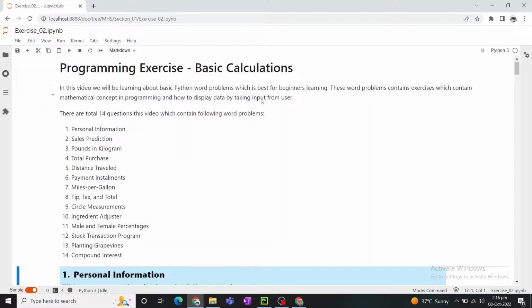Today we are going to learn and perform the programming exercise and basic calculation. In this video, we will be learning about basic Python word problems, which are best for beginners. These word problems contain exercises with mathematical concepts in programming and how to display the data by taking the input from the user.